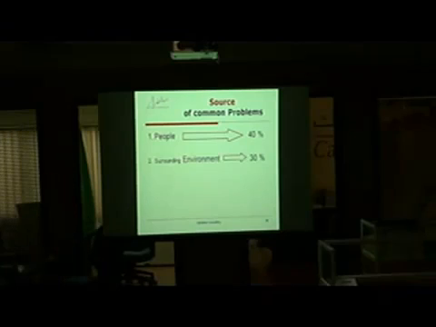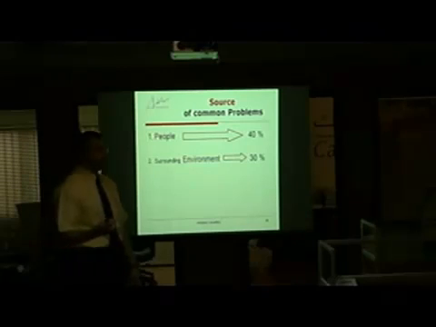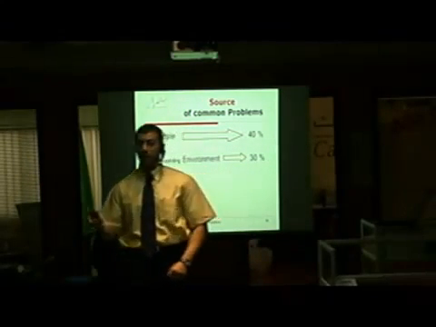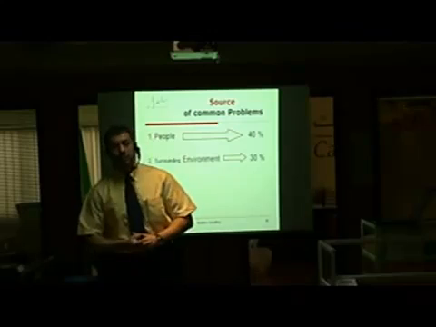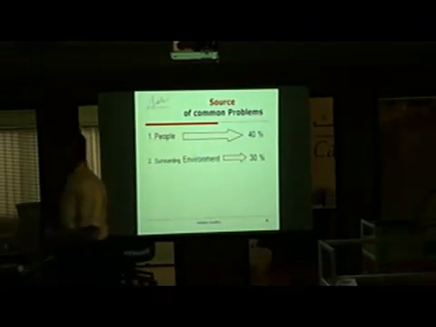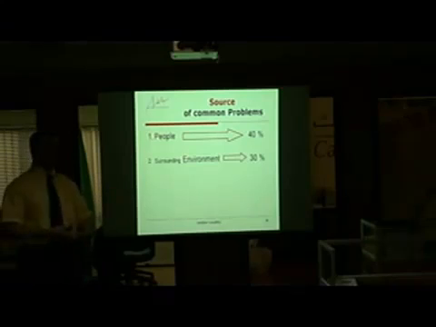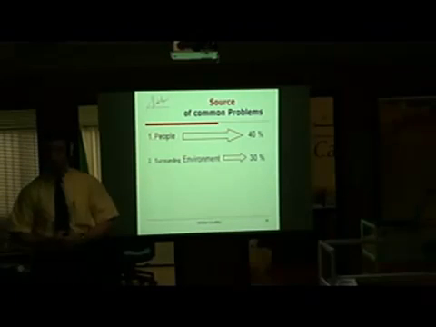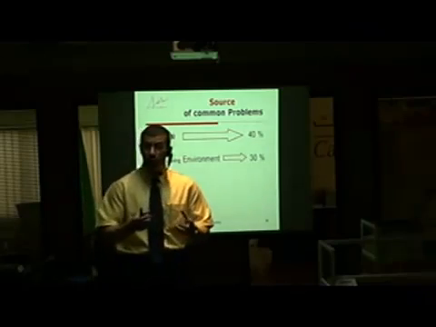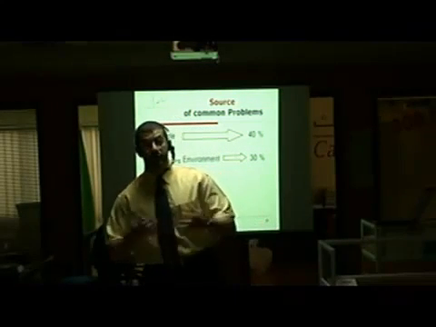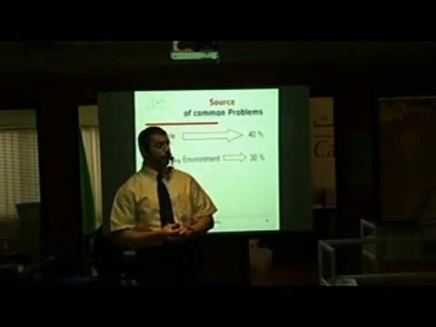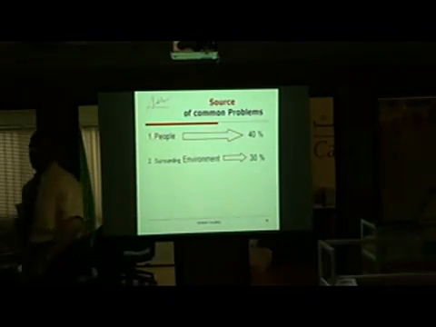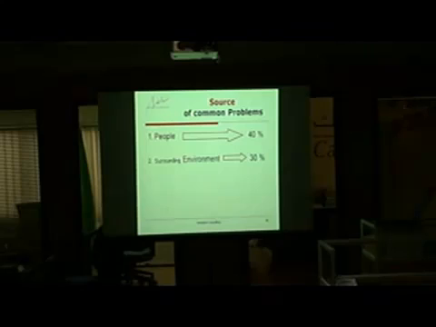Then 30% is the surrounding environment. In any problem we have controllable or controlled elements and non-controlled elements. People in most cases are controlled or controllable. Environment is not very predictable or controlled. Environment, let's say in this part of the world, the extreme heat that we have, humidity, and so forth. We try to control it by providing certain tools and methods like AC, fans, and so forth. But in 30% of causes or sources of a problem, the environment is the cause.